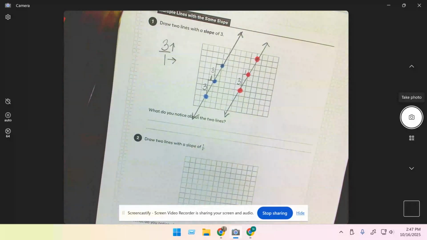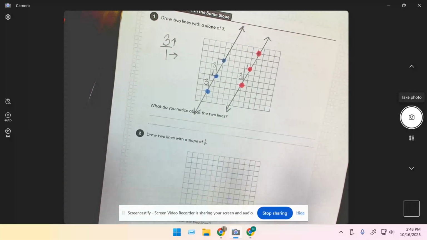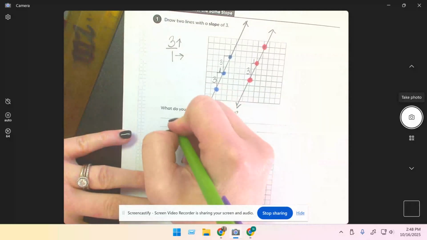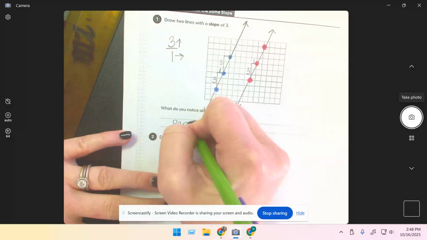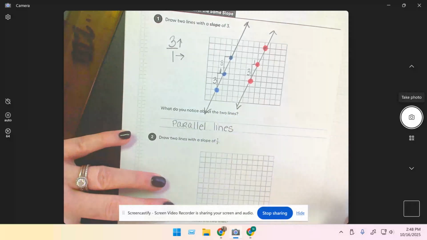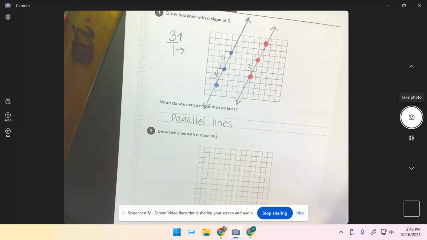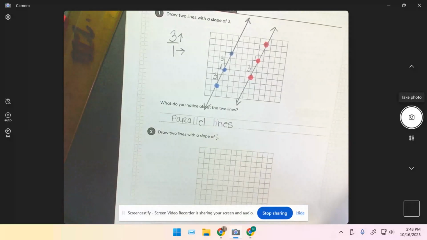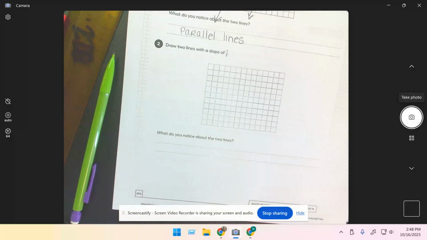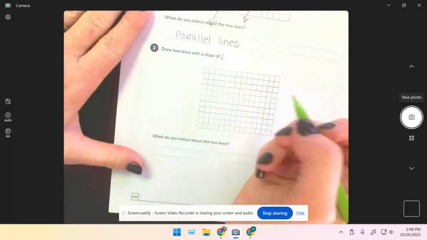So take a look at those lines. What do you notice about the 2 lines? Hopefully you're thinking something along the lines of they'll never intersect, which means they are parallel lines. So 2 lines with the same slope are going to be parallel. All right, let's try this again. If you want to, pause the video and try this one on your own and then check with me.